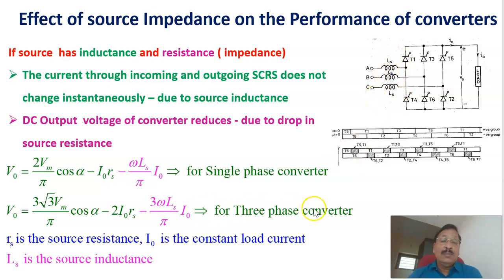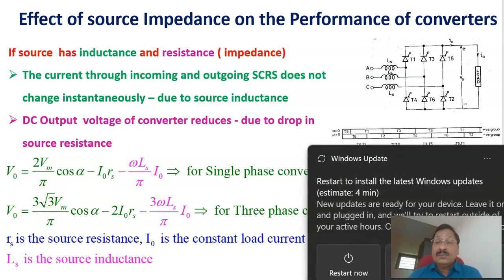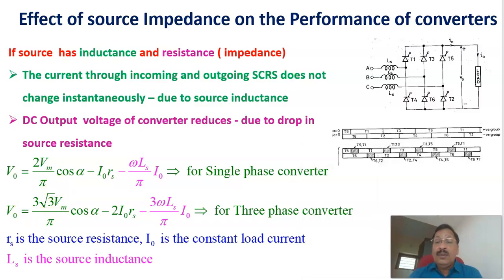That is, we'll be seeing in the next slides the derivation of how much voltage is being dropped. Therefore, for a three-phase case, the output voltage equals 3 root 3 Vm by pi cos alpha, if the commutation overlap angle is 0, that is, mu equals 0. That's it. If the inductance effect is neglected, this is the equation.